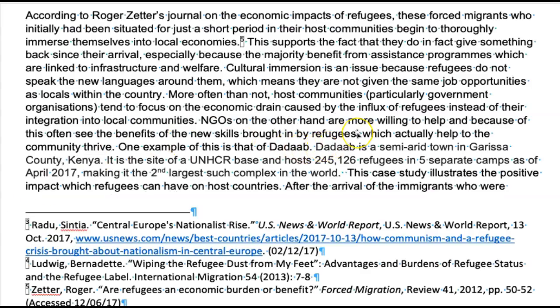And when you look at the paragraph, how it would actually look in the report, you would see that here would be the paragraph, and because this student is using the footnotes method of referencing, the reader is able to look very closely at this paragraph. See here we have the number 5. We're able to go down and see that that's a reference here to Roger Zetter. Are refugees an economic burden or a benefit in this particular article, forced migration?